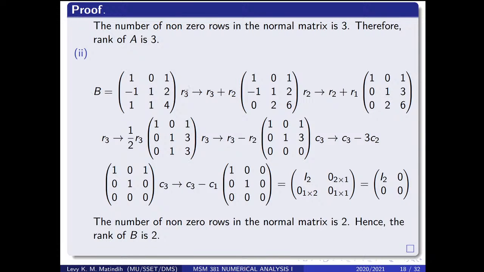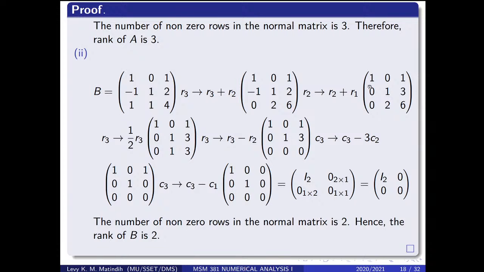If we transform row 3 to being row 3 plus row 2, we are going to get this matrix where row 3 is going to have entries 0, 2, 6. From there, we transform row 2 to being row 2 plus row 1. What you're going to get is row 2 is going to be converted to 0, 1, 3. From here, if we transform row 3 to being half of row 3, then row 3 is going to be transformed to 0, 1, 3.